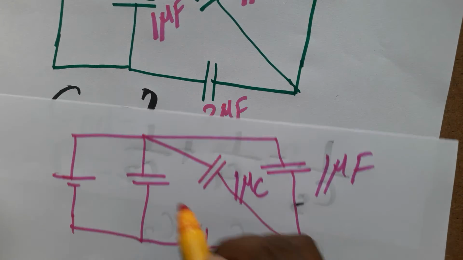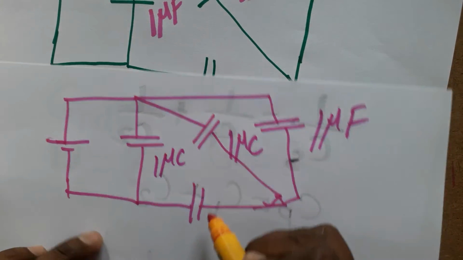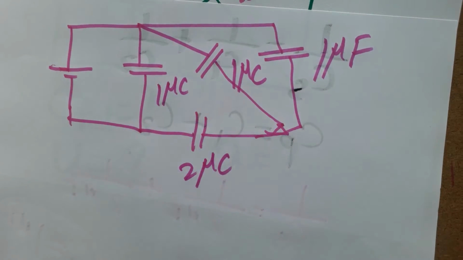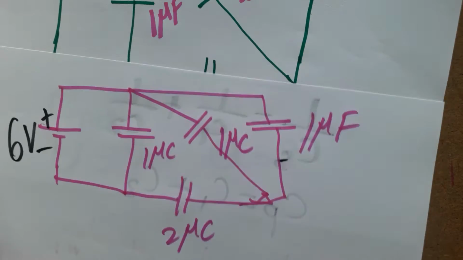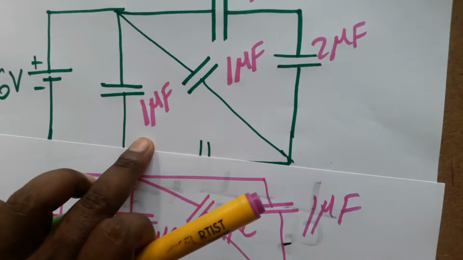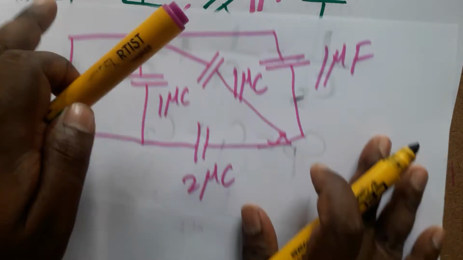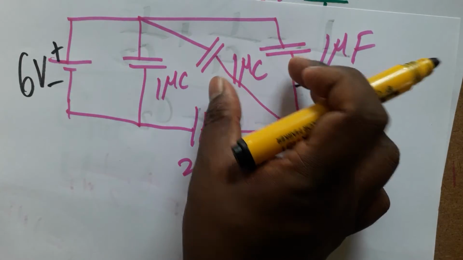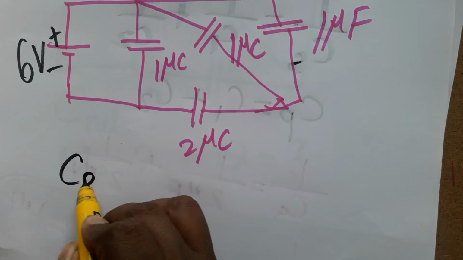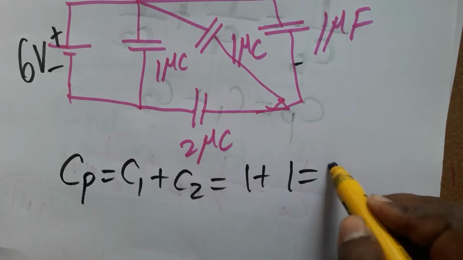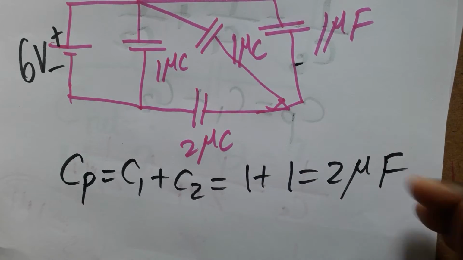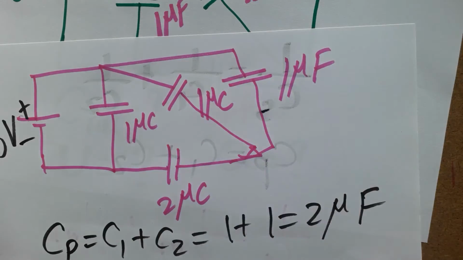This value is 1 microfarad, and this value is 2 microfarad, and the battery we applied is a 6-volt battery. Now I am finding the net value of the capacitor. First I am finding the total capacitance. These two are in parallel, so Cp is equal to C1 plus C2. So 1 plus 1 gives 2 microfarad. The solution for these two is 2 microfarad.